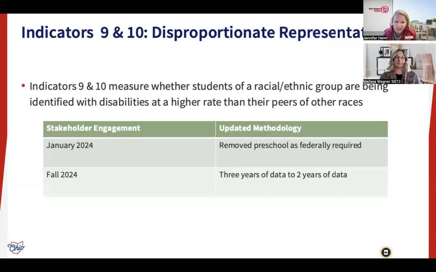There have been a couple of changes to this through some stakeholder engagement. The preschool piece of this was removed as it was not federally required. So in prior profiles, there might have been preschool data included in disproportionality, and it is no longer included in that calculation. Like you see there on your screen, it's because it's not federally required that preschool is not included. And then beginning in this year's profile, the department will be looking at 2 years of data instead of 3 years of data.